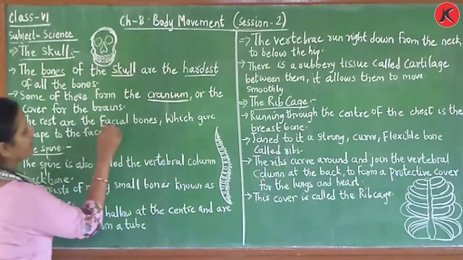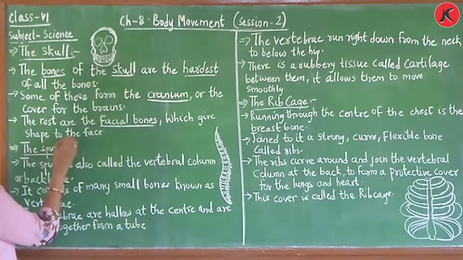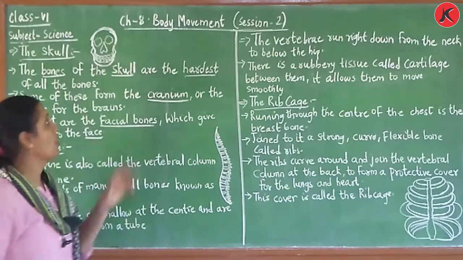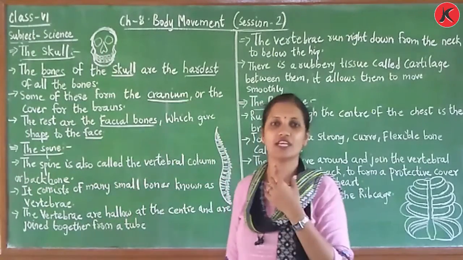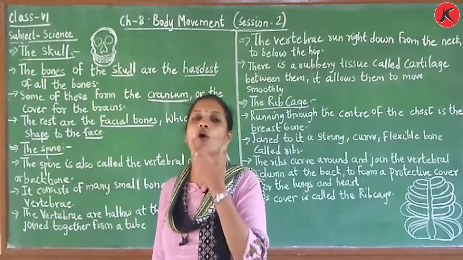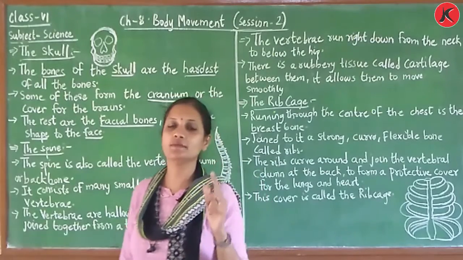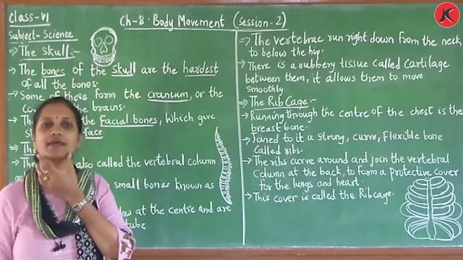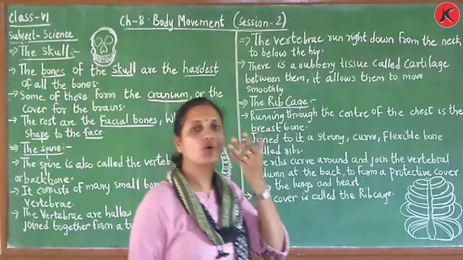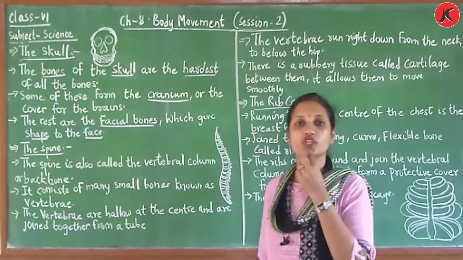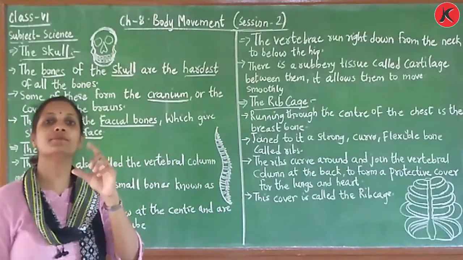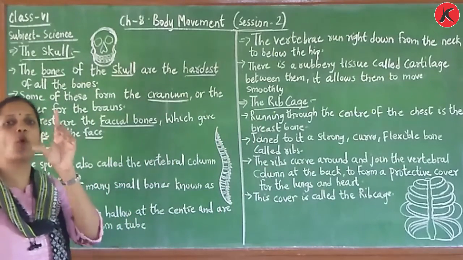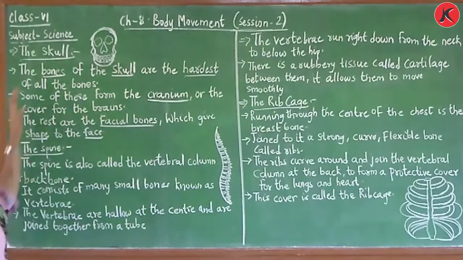The rest are the facial bones which give shape to the face. और जो नीचे की पोर्शन होती है स्कल की वो हमारे फेस को शेप करती है. And the upper jaw of the skull is immovable but the lower jaw is movable. जो ऊपर का जॉ होता है वो फिक्स्ड होता है और जो नीचे का जॉ होता है जहाँ पे हमारी चिन होती है वो बोन मूवेबल होता है. That is why we can open and close the mouth. So this was about skull.